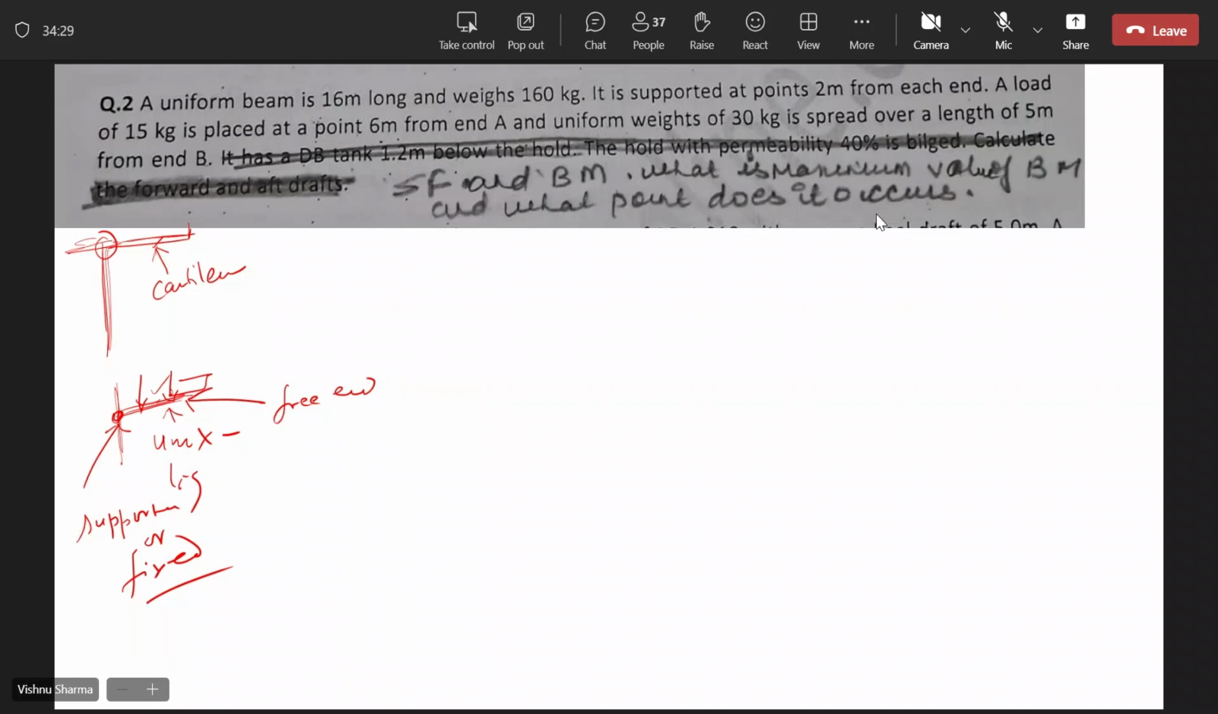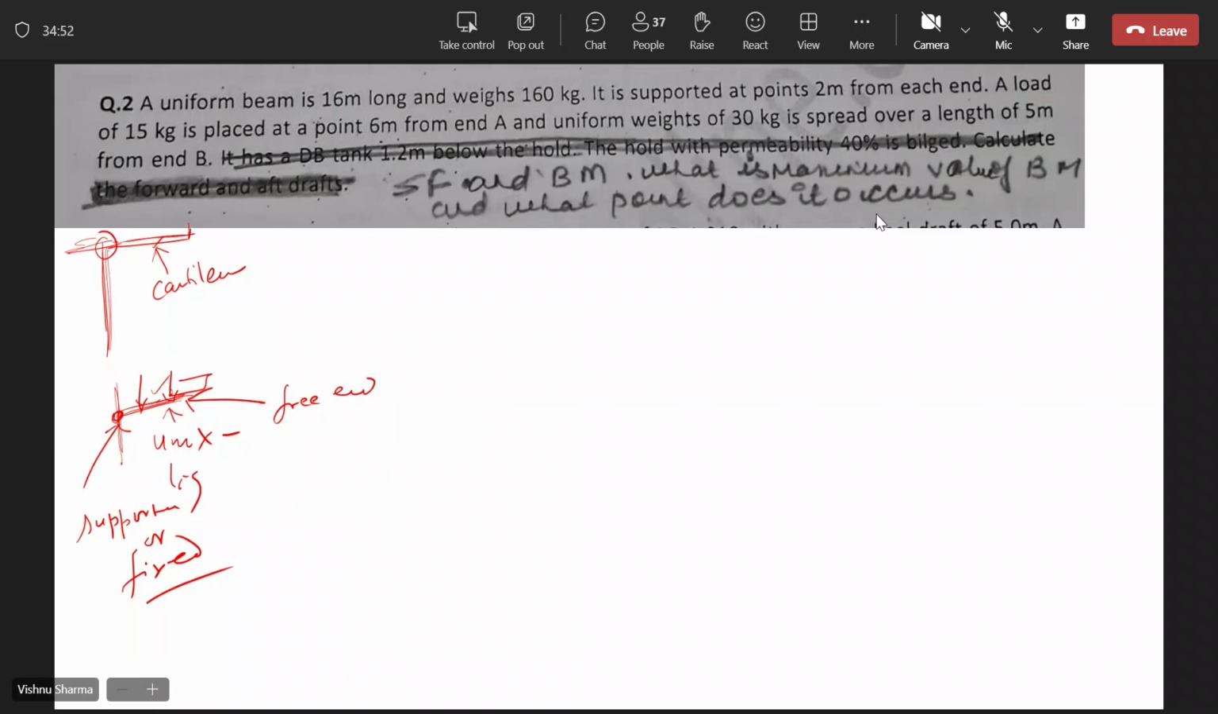Now guys, in a cantilever, unlike a normal beam, how many free ends are there? There is only one free end. The beams you have studied until now had two free ends in each case. Yes or no? Am I right? Correct. In the case of a cantilever, there will be only one free end.